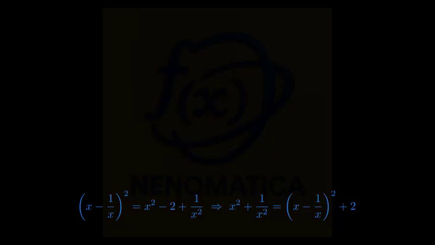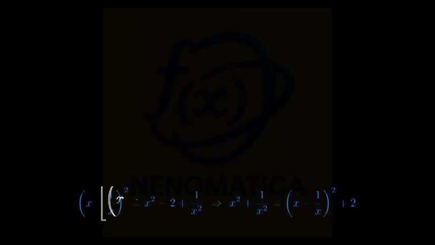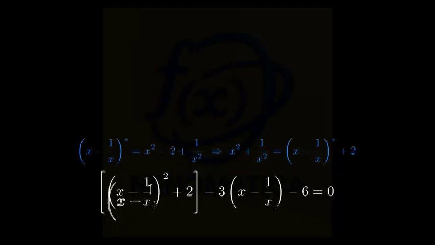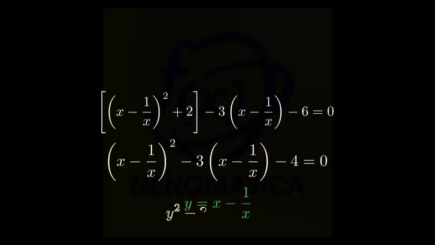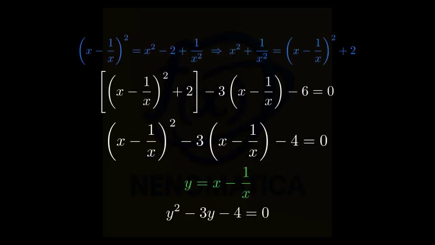So x squared plus 1 over x squared equals left parenthesis x minus 1 over x right parenthesis squared plus 2. Substitute that into our grouped equation and combine constants. Step 4. Let y equal x minus 1 over x. Then the equation becomes y squared minus 3y minus 4 equals 0.